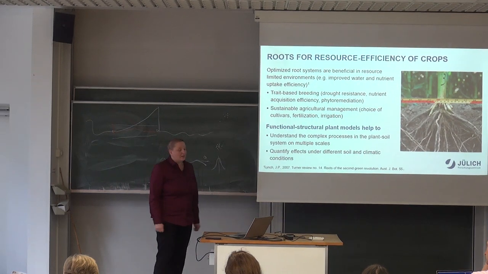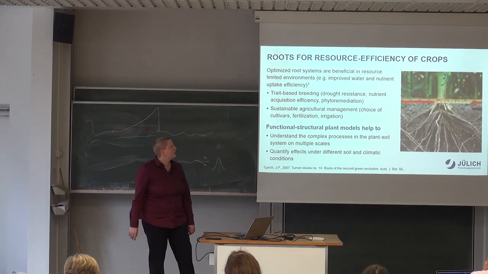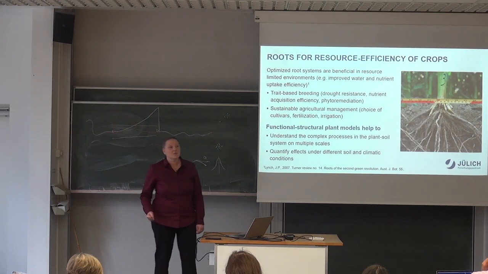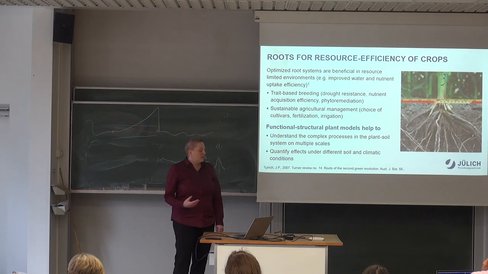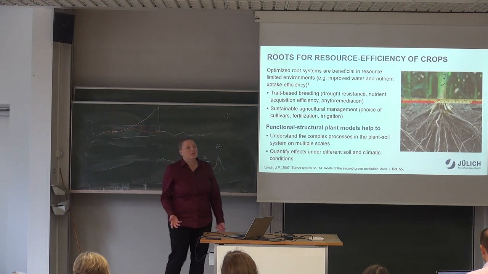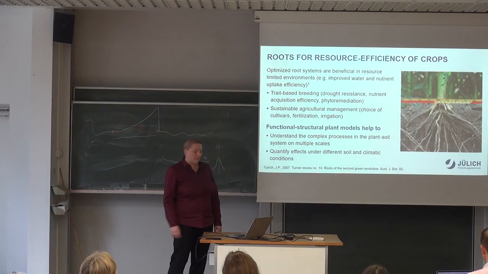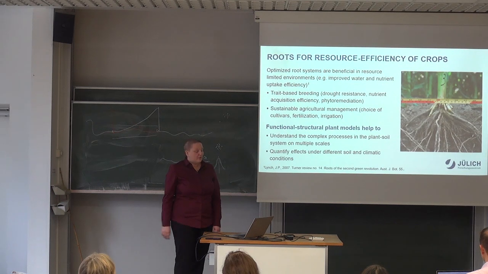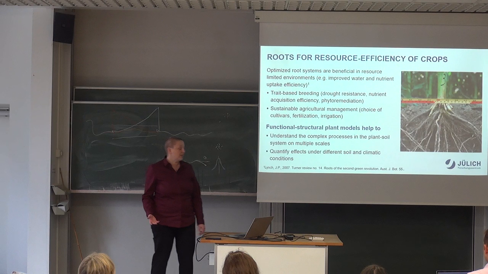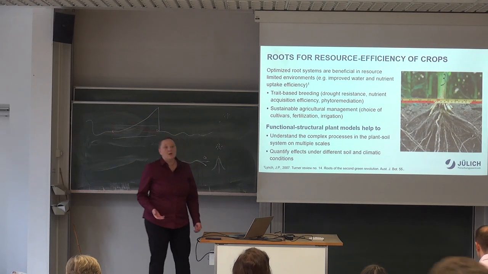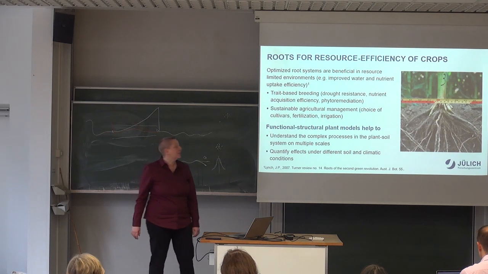And this can be important, for example, if you look at trait-based breeding. There can be an interest to breed crop species that are drought resistant, that are very efficient in nutrient acquisition, or also other applications like phytoremediation. You can find examples in the literature. Also, if we discuss sustainable agricultural management, we have to decide about the cultivars we are using and about how our fertilization and irrigation management is.